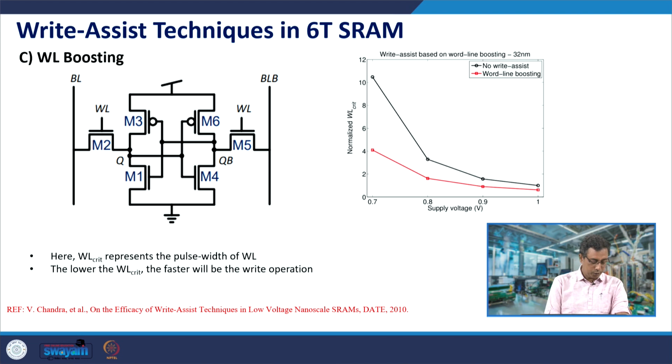Likewise, with word line boosting, what do you observe? As you reduce the supply voltage, this is without word line boosting and this is with word line boosting, the WL critical is quite improved.